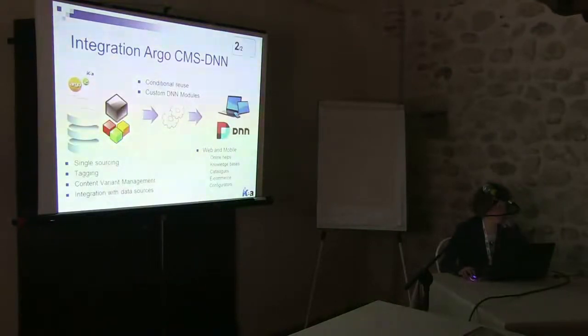Here we have the schema. We have Argo. The main features of Argo are single sourcing of the content, tagging of the content in order to reuse the content conditionally, management of the content variants, and integration with other data sources if necessary. Then the content managed by Argo is published on DNN through custom models especially developed by KEA, and this way we publish online helps, knowledge bases, catalogs, e-commerce, and configurators. So this is the flow.